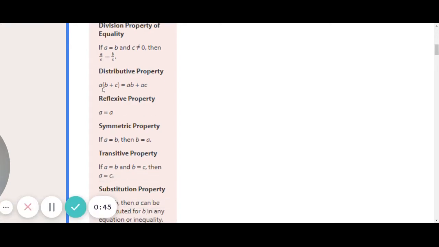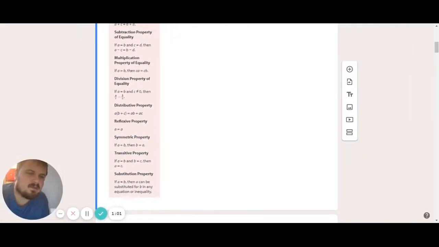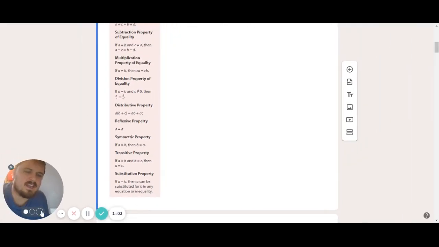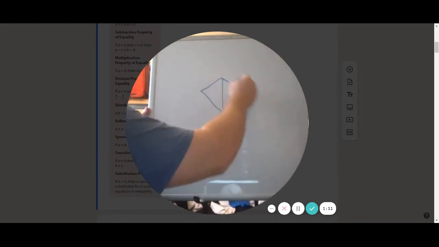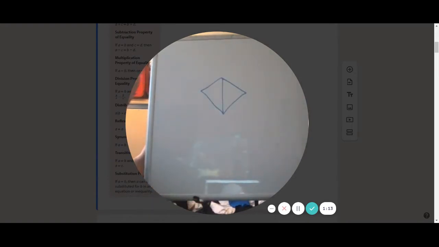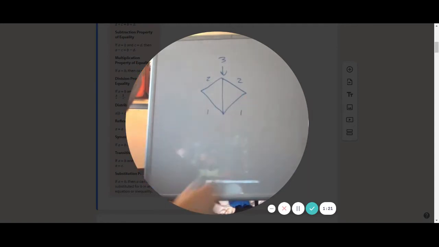Distributive property is where, if something's in parentheses, instead of having A times B plus C, it could be AB plus AC. Reflexive property, this one seems really weird. It just says that A equals A. This would be useful. It seems strange now. It won't come up a whole lot in today's lesson, but that would be useful if, for example, I have two triangles and I want to prove that they're the same triangle, and all we know is that this side right here is 3, and then maybe this side is 2, and this side is 2, this side is 1, and this side is 1.